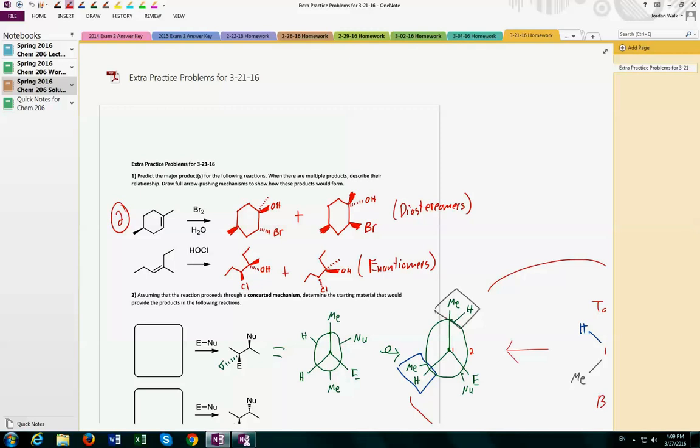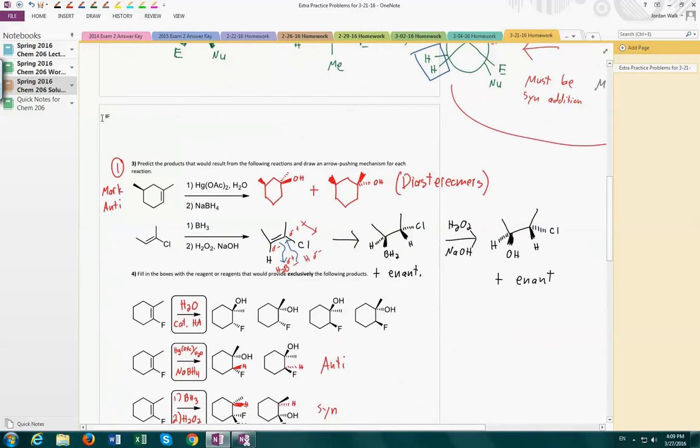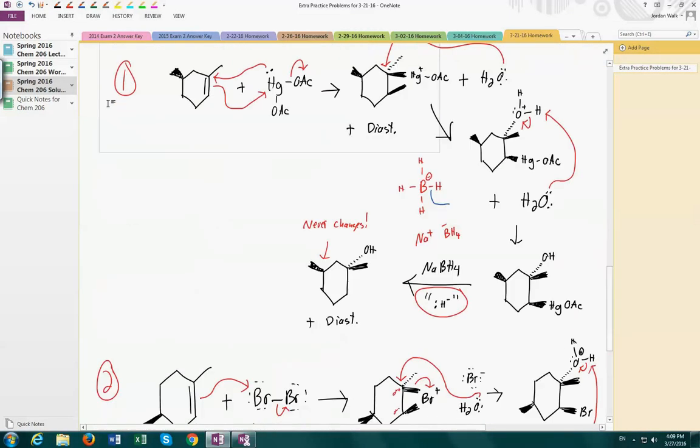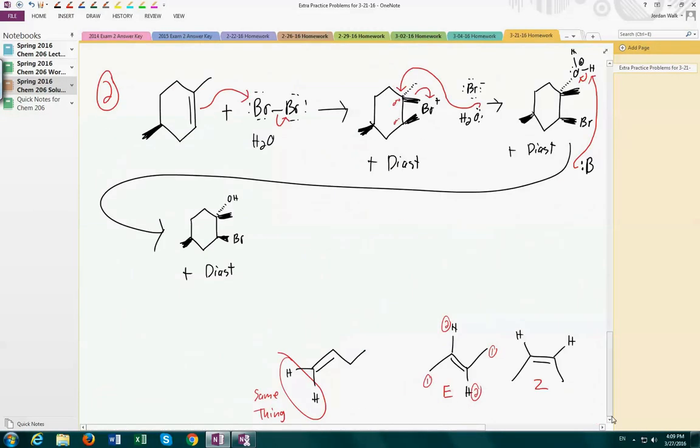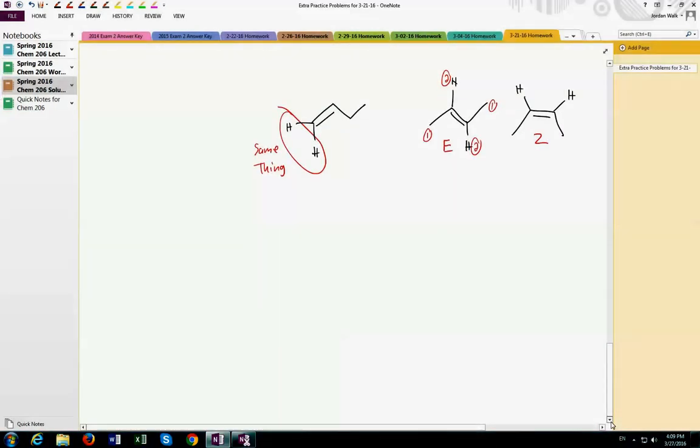All right, so we can draw out the mechanism for this. I'll do it up top here. So we've got our starting material. Well, maybe I should draw it at the bottom so we can keep some order here. So this would be number 3. All right, so we're adding HOCl to that double bond. So mechanistically, let's see how this thing goes.